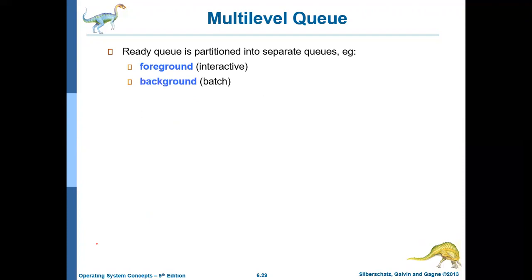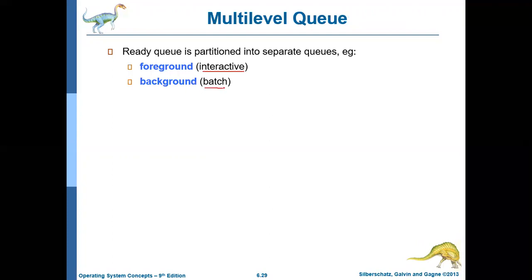Generally, there are two types of process available. One is called the foreground process, and the other is called the background process. The foreground process is otherwise called an interactive process, and the background process is also called a batch process.